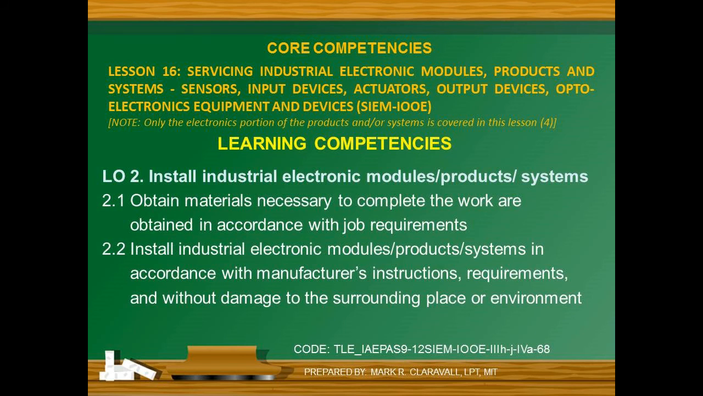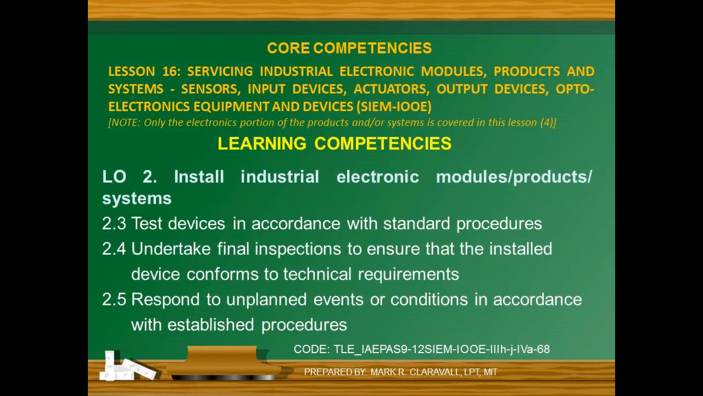Learning competencies. Learning outcome number 2, install industrial electronic modules/products/systems. Learning outcome number 2.1, obtain materials necessary to complete the work in accordance with job requirements. Learning outcome number 2.2, install industrial electronic modules/products/systems in accordance with manufacturer's instructions, requirements, and without damage to the surrounding place or environment. Learning outcome number 2.3, test devices in accordance with standard procedures.